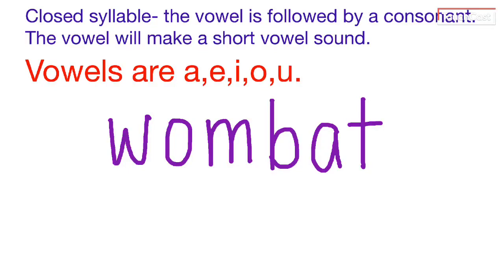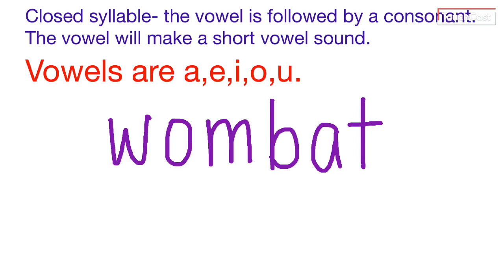Today we are going to learn about closed syllables. At the top of the page you can see that a closed syllable is when a vowel is followed by a consonant. In this case, the vowel would make a short vowel sound. I've listed the vowels that we are familiar with on the screen in case you need a reminder. The vowels are A, E, I, O, and U.